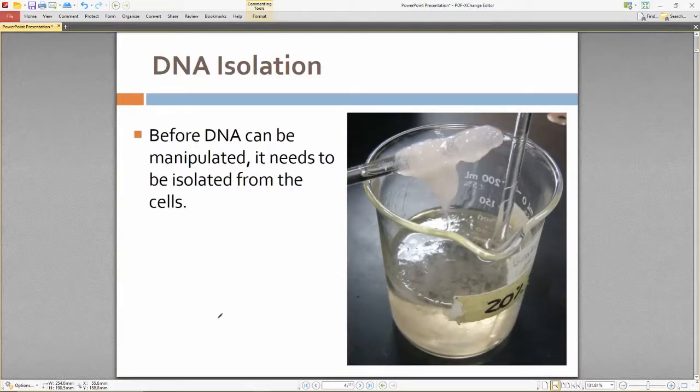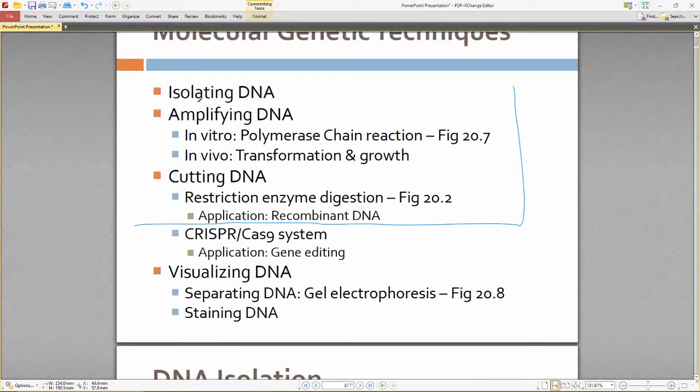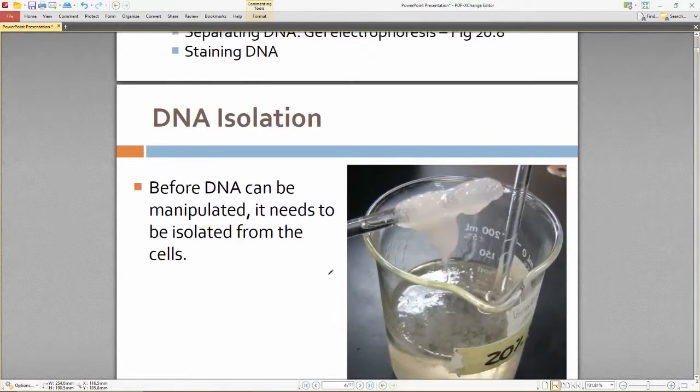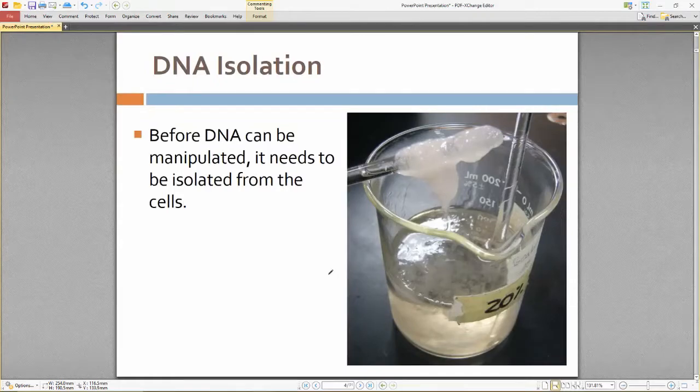So I'm pretty sure you've gone through isolating DNA before. I think last year in bio or chem, you may have done an experiment where you get, I think, banana, and then you isolate the DNA from it, if I remember correctly. I remember doing this. This is one way to isolate DNA.